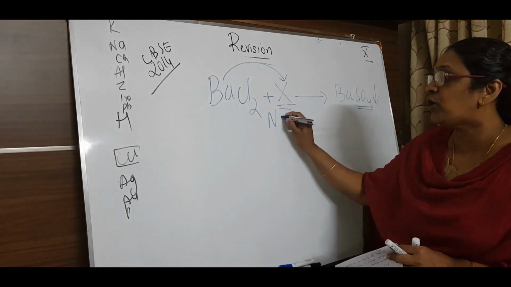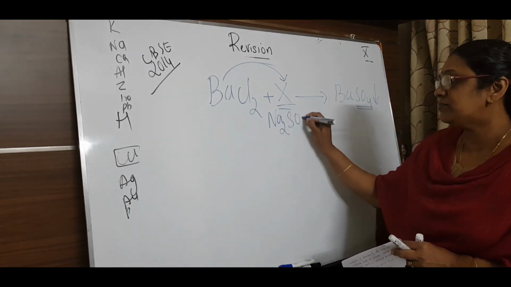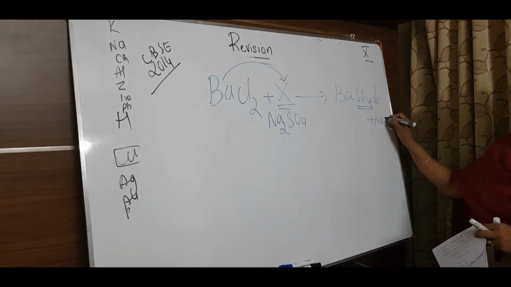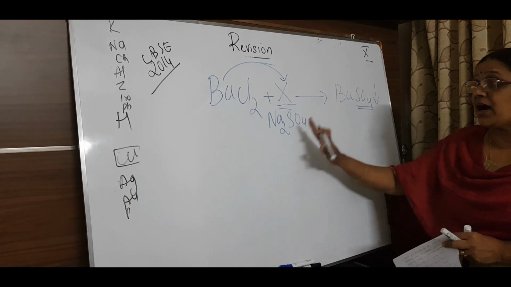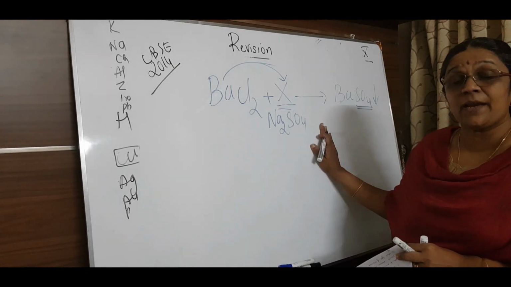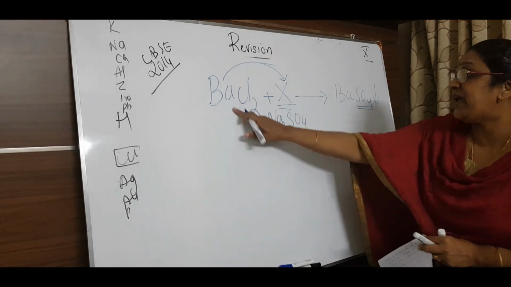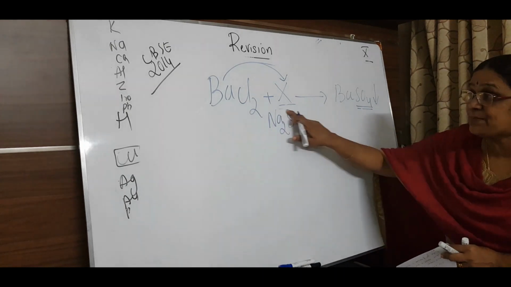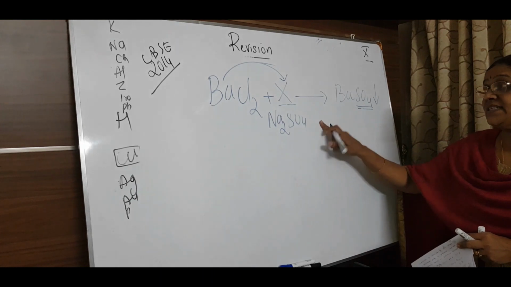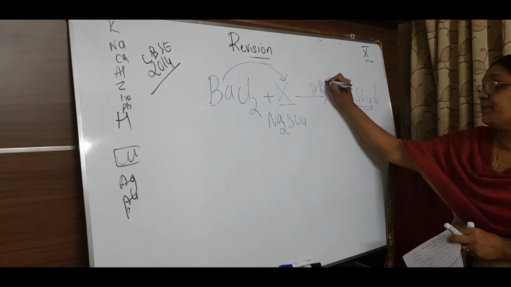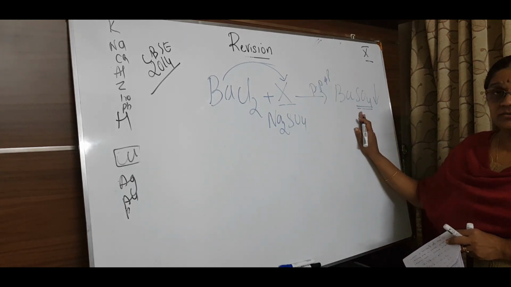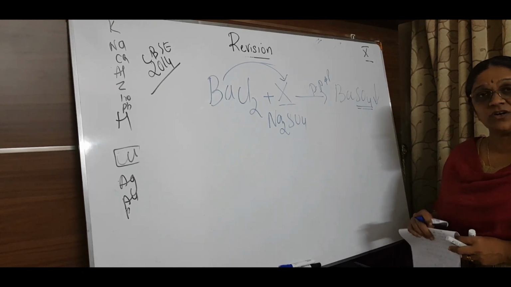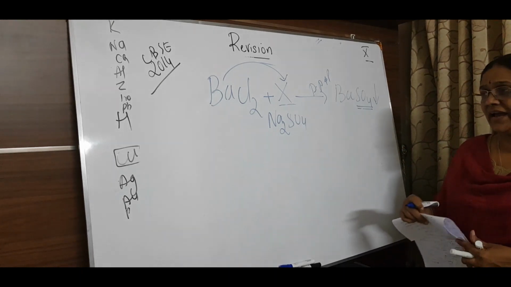So you can have what? Na2SO4. See? Then NaCl, don't write this. They have asked what X can be. Since barium sulfate is here, you can put any ionizable sulfate because it is a double decomposition reaction and a precipitation reaction. So X is Na2SO4. Got it? So now you know, you have the hang of it, isn't it?